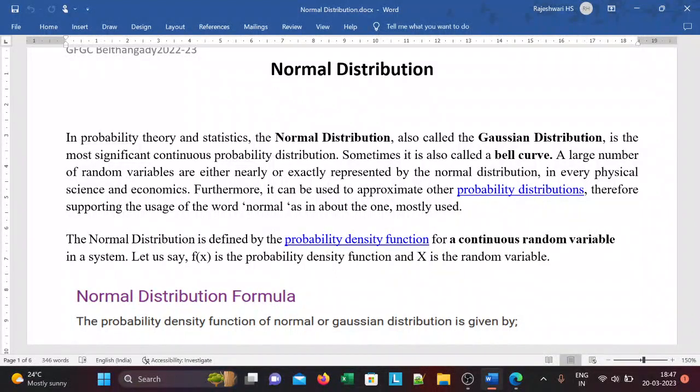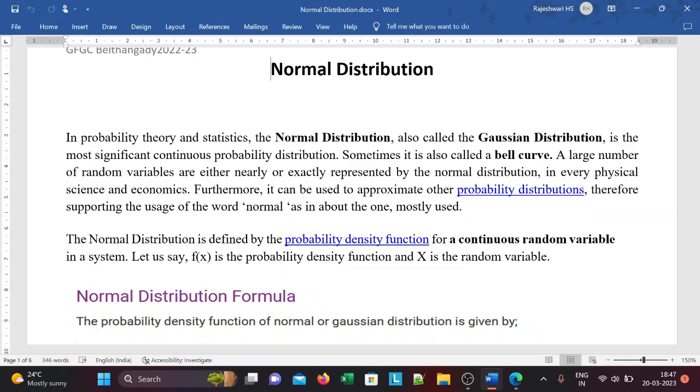Hello students, now we are going to learn about normal distribution. Hope you remember the previous concepts. The first one was binomial distribution and the second one was Poisson distribution. Remember, both of those two distributions were for small samples.